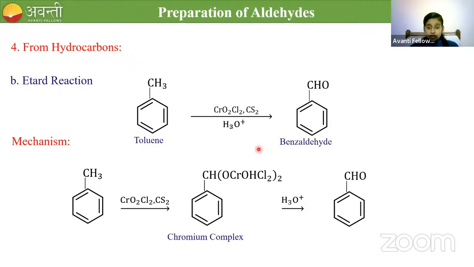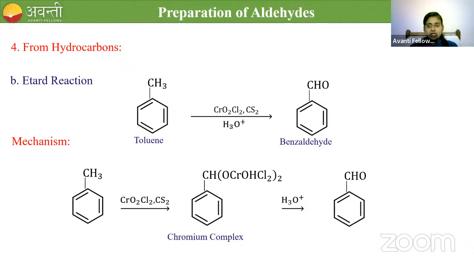Action it is. So the complete reagent is CrO2Cl2 with CS2 in presence of H3O+. And that will convert the CH3 group to CHO group. Okay, so this is the second method of preparation.